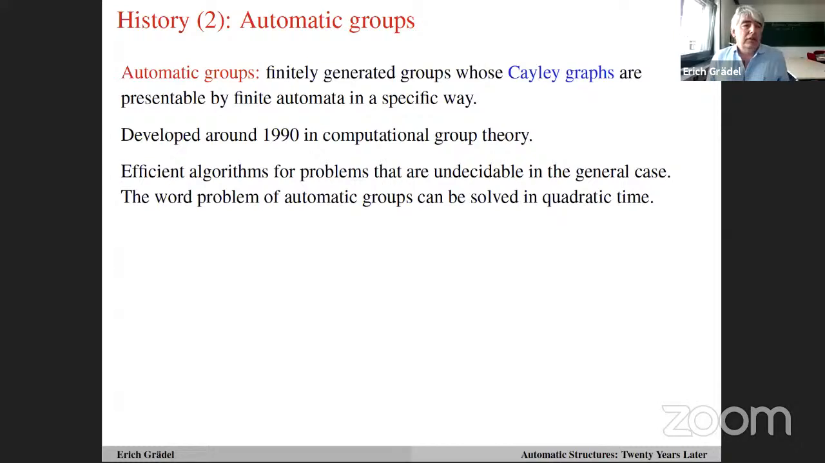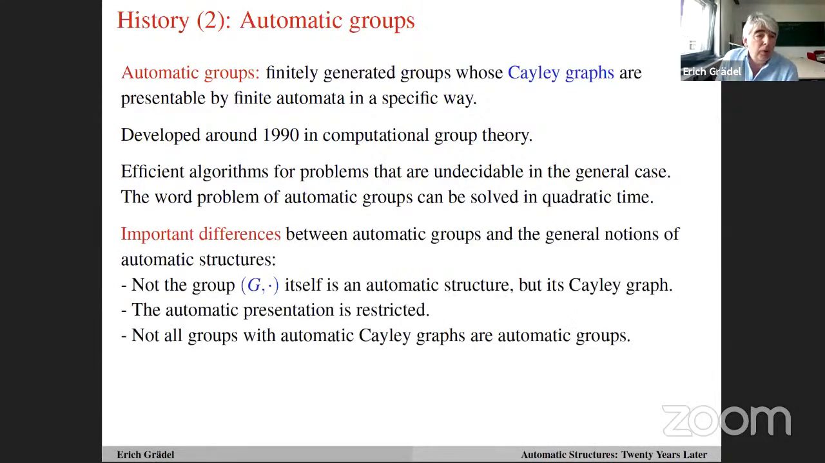A different kind of early area where automatic structures have been studied are automatic groups. Automatic groups were developed around 1990 in computational group theory, and these are finitely generated groups whose Cayley graphs are presentable by finite automata in a specific way. The importance of this notion in computational group theory comes from the fact that automatic groups admit efficient algorithms for certain problems that are undecidable in the general case. In particular, the word problem for automatic groups can be solved in quadratic time.